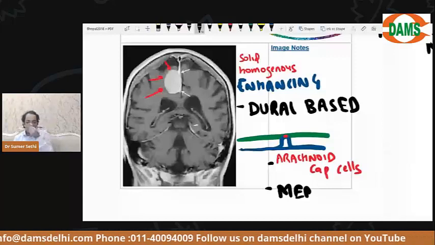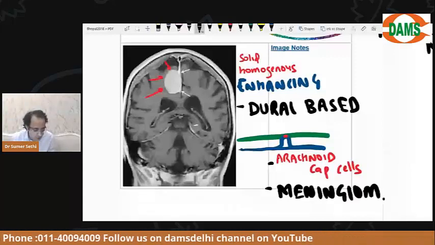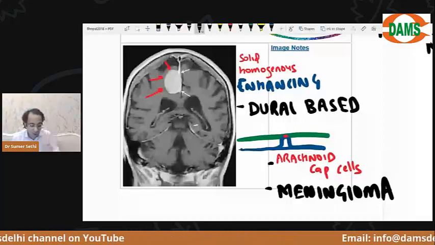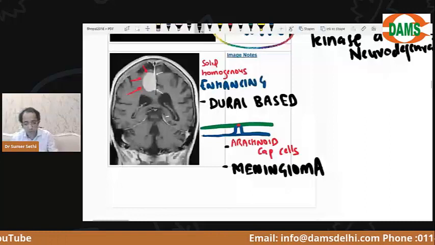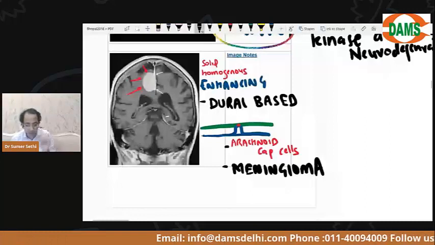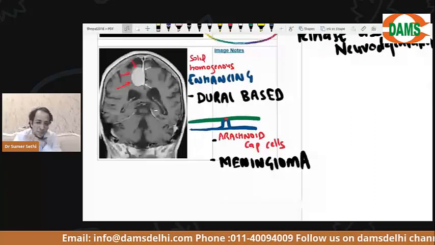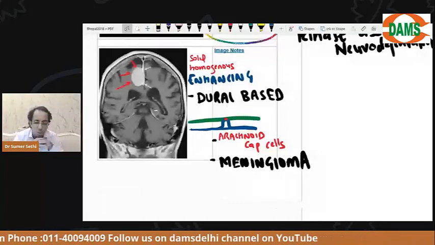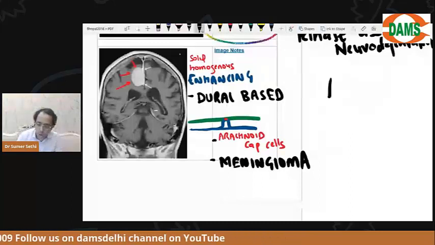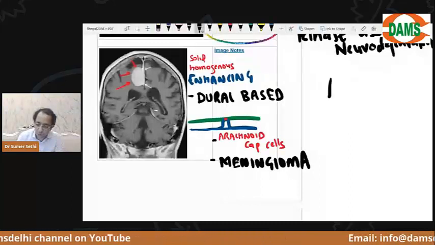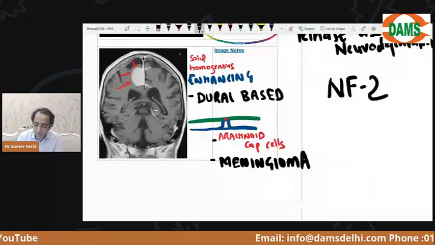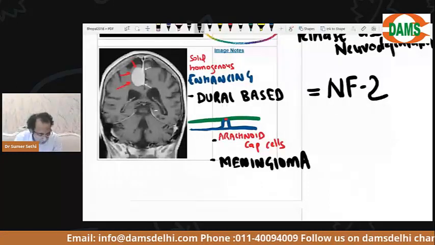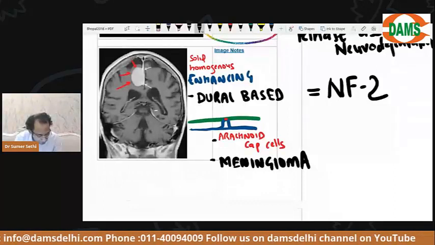Okay. So if I see a tumor attached to the dura, I think of meningioma. Meningioma arises from arachnoid cap cells. Why would arachnoid cap cells become a tumor? Why would they start dividing and become a tumor? It is known to be associated with neurofibromatosis type 2. Okay, meningiomas are known to be associated with neurofibromatosis type 2.